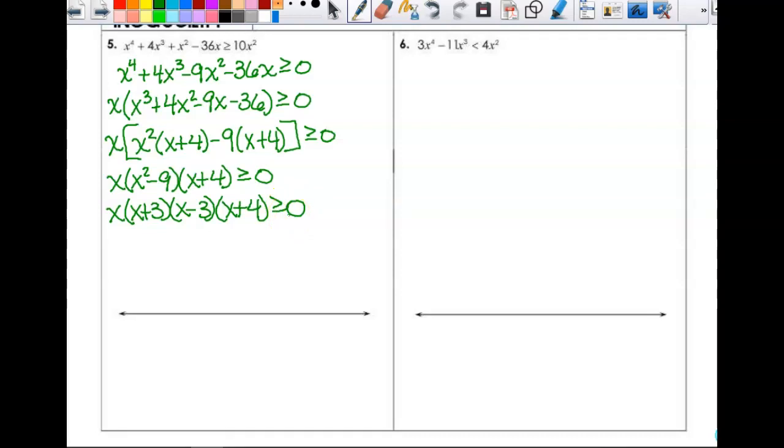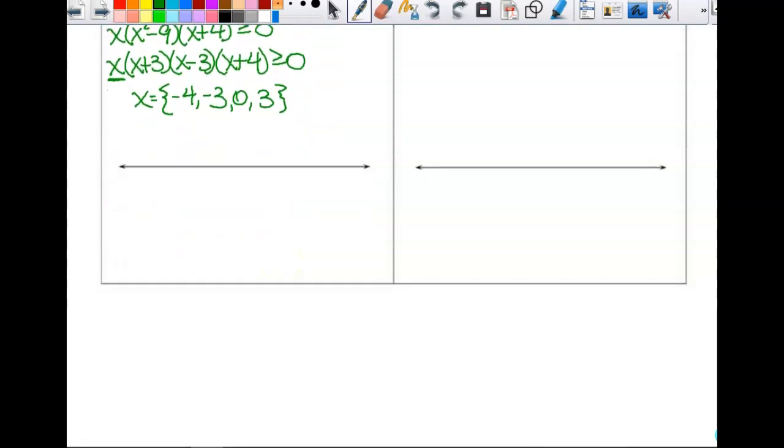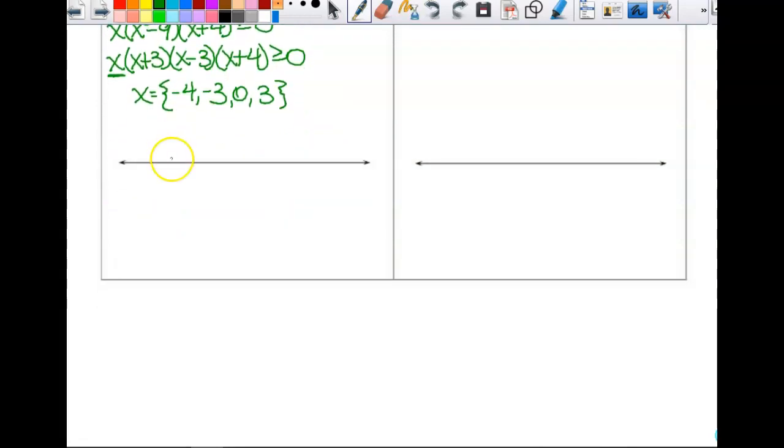All right, so now that it's all factored, my zeros, the smallest one's negative 4, then negative 3. Don't forget about this guy. He gets forgotten a lot, but he's important. 0 and 3. Right, so then I'm going to put that on my number line. Got a negative 4, negative 3, 0, and 3. And since this is greater than or equal to 0, these are all closed circles. We get to include the 0.